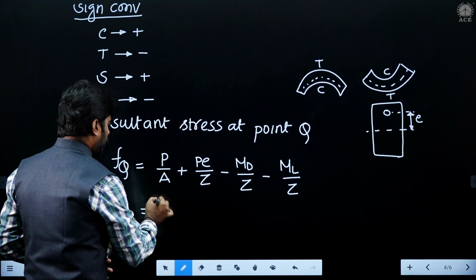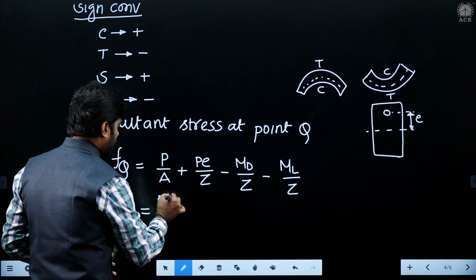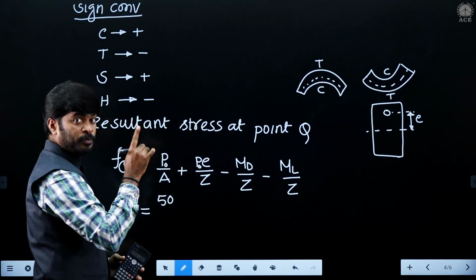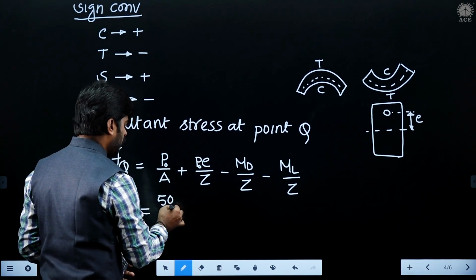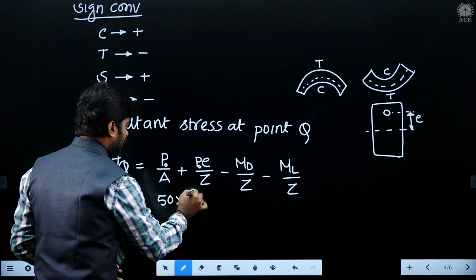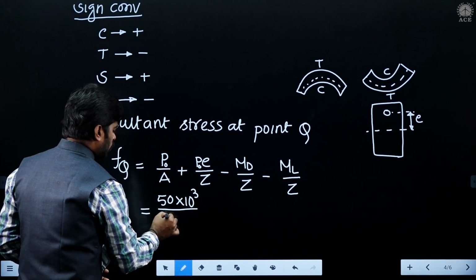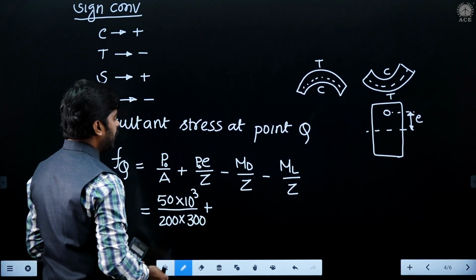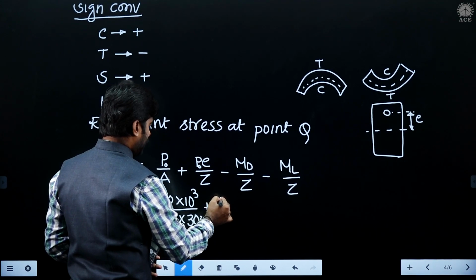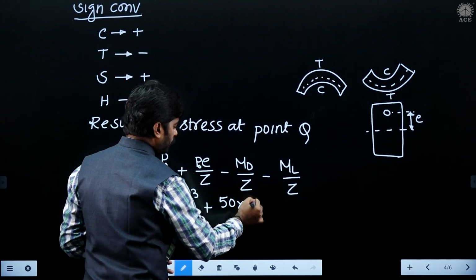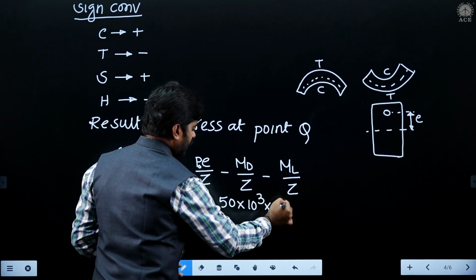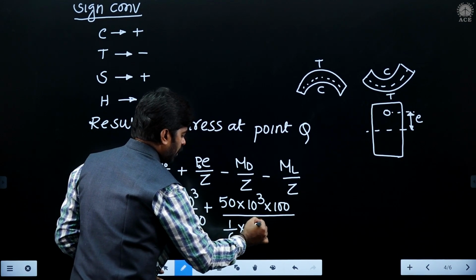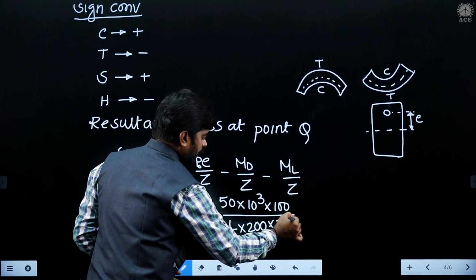Where P by A, P is given that it is 50 kilonewton. Better I can write notation P naught. Otherwise, you will get confused. Already I have used P as a concentrated load. That's why I am writing here P naught. 50 kilonewton, you can write it is 50 into 10 cubed upon area 200 into 300 plus PE, P naught into E upon Z, that is 50 into 10 cubed into eccentricity 100 upon Z. It is a rectangular cross section, so section modulus will be 1 by 6 into BD square.